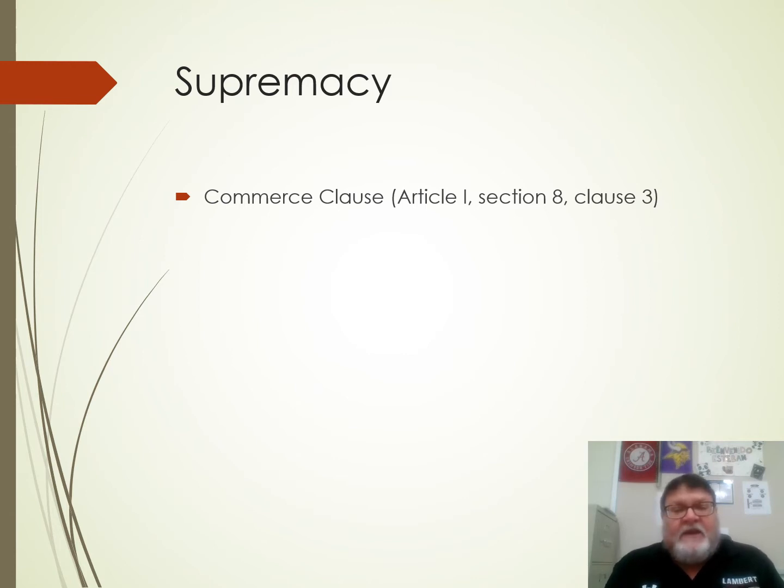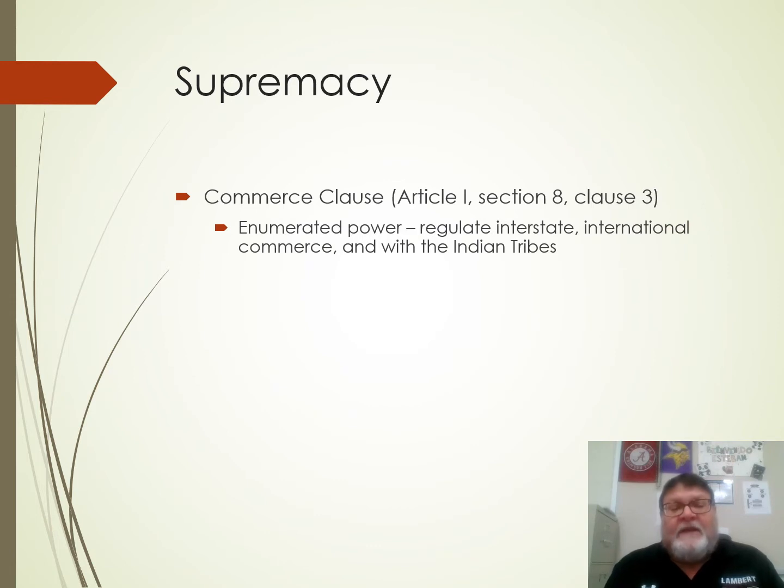So Article 1, Section 8, Clause 3 is the clause that allows Congress to regulate interstate and international commerce, and that with the Indian tribes. In this case, it is an enumerated power. So the Commerce Clause is not implied at the beginning here. It is enumerated with those 3 things. Those 3 things seem to be fairly straightforward, but where we really have the issues here is what actually is meant by interstate commerce.